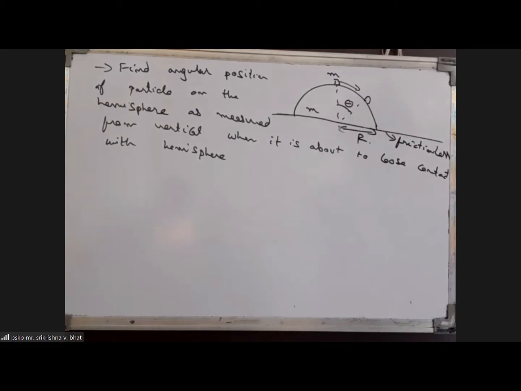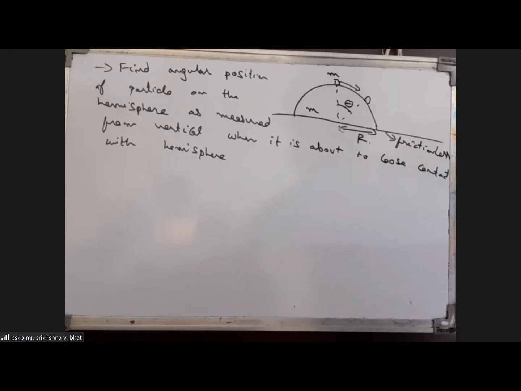Sir, if there's no normal force, then the ground reference frame and hemisphere reference frame will be the same, right? If there is no normal force, yes. At the time when normal force is 0, you can say that the acceleration of the hemisphere should be 0, and then the ground reference frame and the non-inertial reference frame should be the same, when it is about to lose contact.